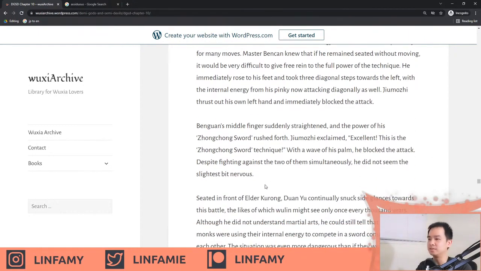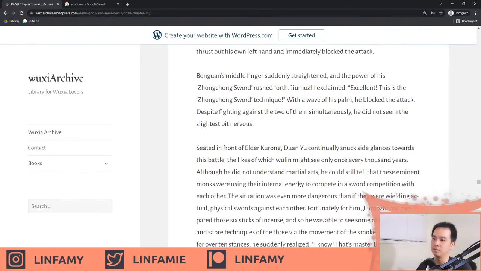Bun Guan's middle finger suddenly straightened, fighting with the middle finger now, and the power of his Zhongchong sword rushed forward. Jiumozi exclaimed, "Excellent! This is the Zhongchong sword technique." With a wave of his palm, he blocked the attack. Despite fighting against the 2 of them simultaneously, he did not seem the slightest bit nervous.